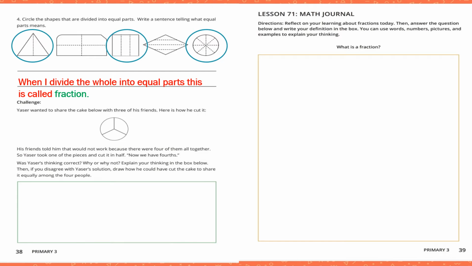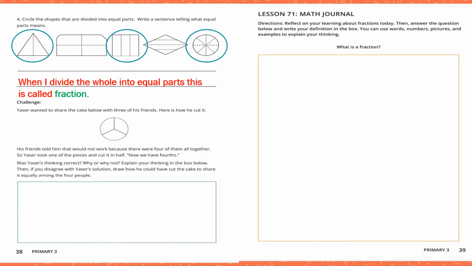And he said, now we have fourths. Fourths means 4 equal parts. Do we have 4 equal parts if we took one piece of these pieces and cut it into halves? So, do I have equal parts now? Was Yasser's thinking correct?